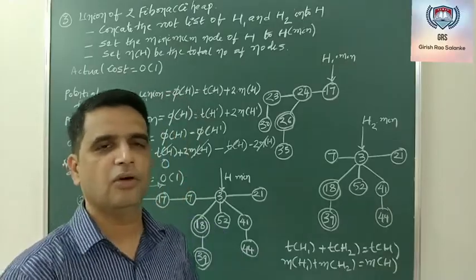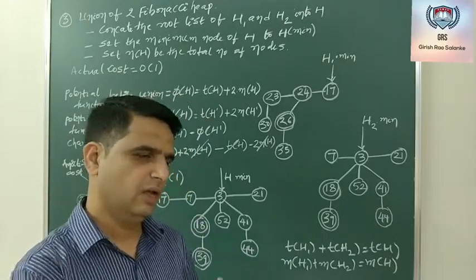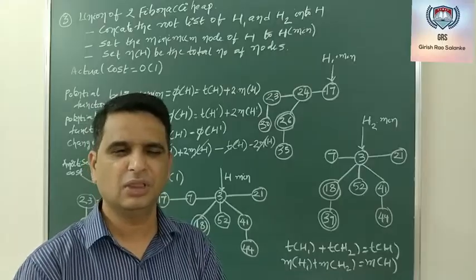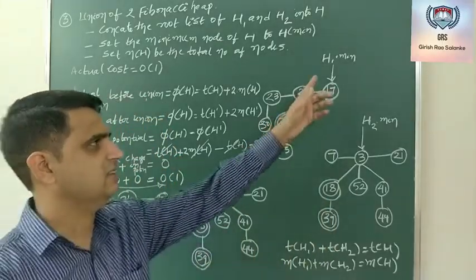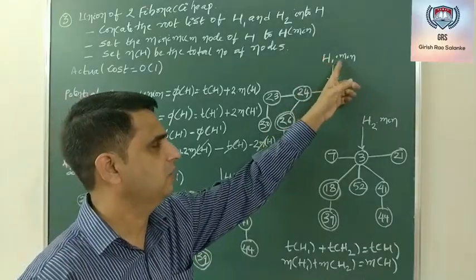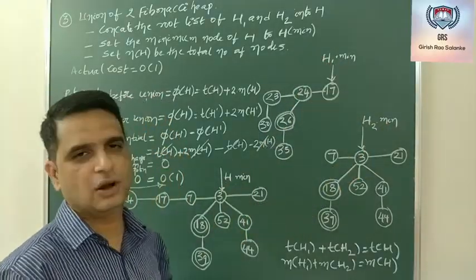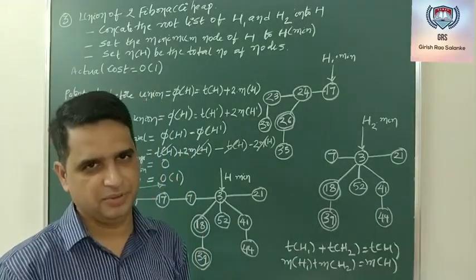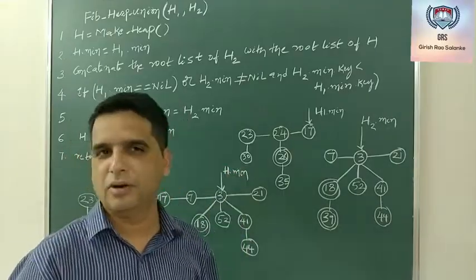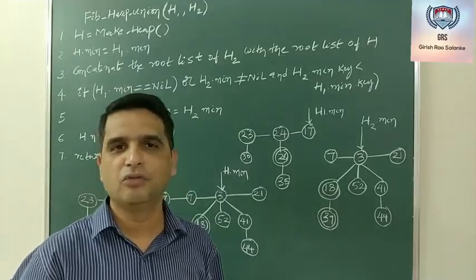Now let's quickly go for the pseudocode of performing the union operation. Note that it is quite simple. There are 2 heaps, merge them together. Just change h1.min or h2.min to h.min and update the number of nodes in the final heap. This is the pseudocode of performing the union operation on 2 Fibonacci heap.